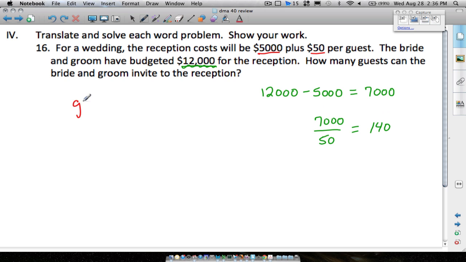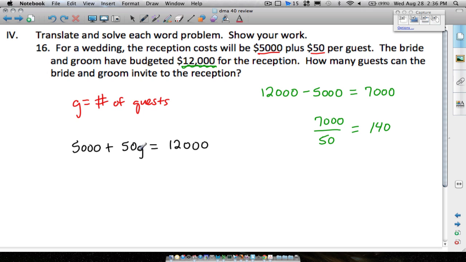Let's let G equal the number of guests. And let's think about how much they're going to have to spend. Right off the bat, they're going to have to pay $5,000 plus $50 for every guest they invite. And we're going to set this equal to 12,000. Let me show you what this equation is actually showing. This is how much they can spend. This is showing the money that they're going to spend. They're going to pay $5,000 plus $50 for every guest they invite.